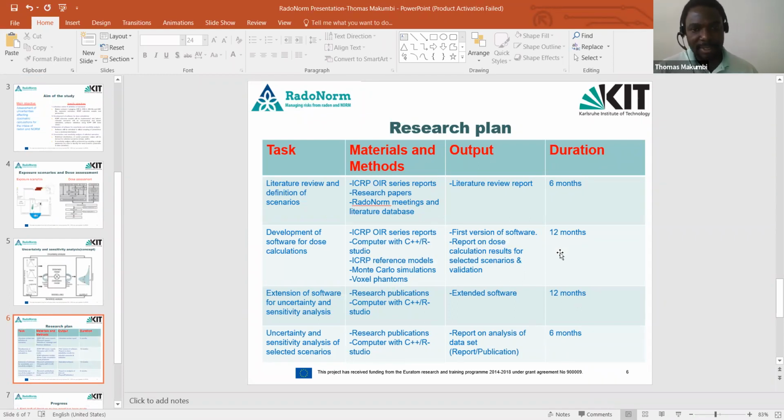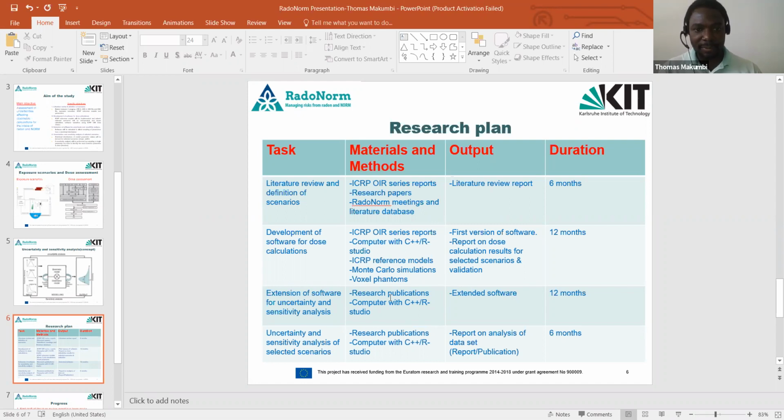So my research plan is as detailed in this table. I'll do a literature review and definition of scenarios. So I'll use ICRP or OIR reports and personal research papers I will come across. And of course, the information I'll have gathered in these meetings, and the output will be a report that may take about 6 months. Then the software development, I'll need a computer with C++ and RStudio, and I'll use ICRP reference models to construct my models as guidance, and I'll also use Monte Carlo simulations. So the output will be the first version of the software that will be able to calculate doses, and the validation will be done on the software.